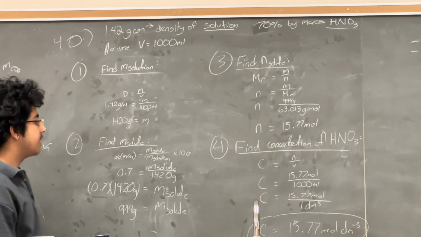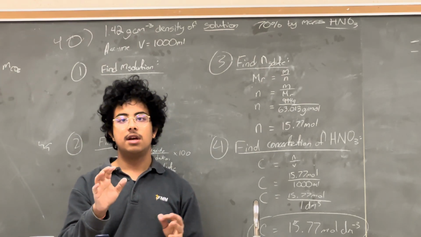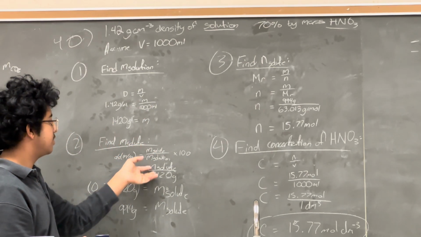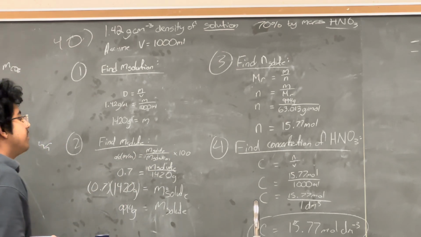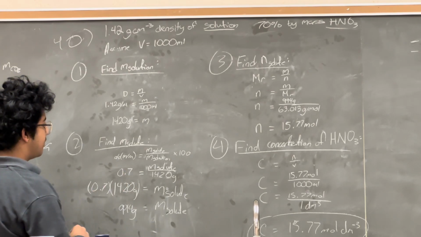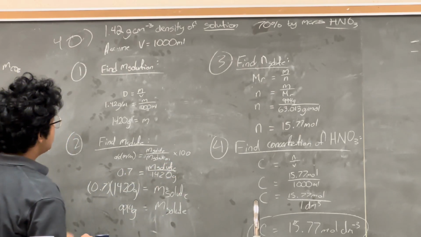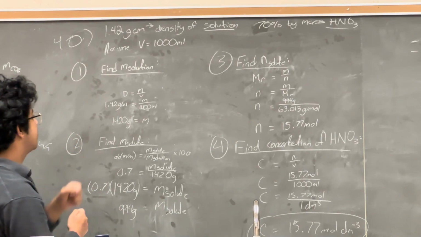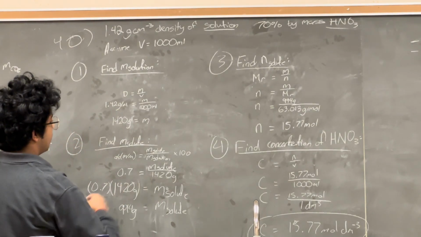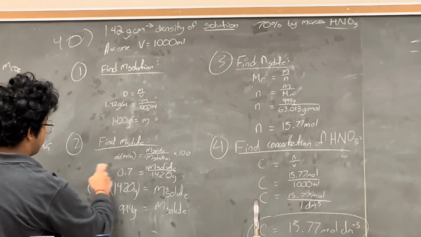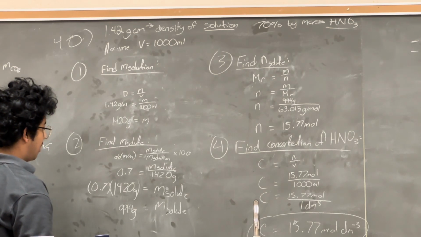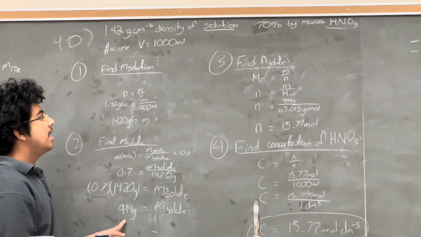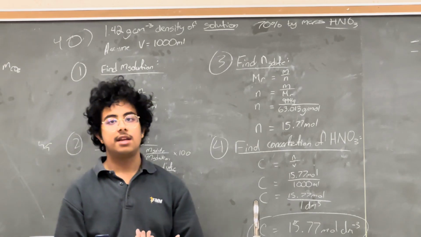So 70% by mass means that we're going to be using the mass by mass percentage formula. That's the one where we have M solute over M solution times 100 because it's a percentage. So 70%, that's like 0.7. So 0.7 equals M solute over M solution. Here we calculated that the total aqueous HNO3 solution is 1,420 grams. So plug that into M solution and multiply both sides to solve for M solute. So 70% of 1,420 is 994 grams. So 994 grams is the weight of just the HNO3.